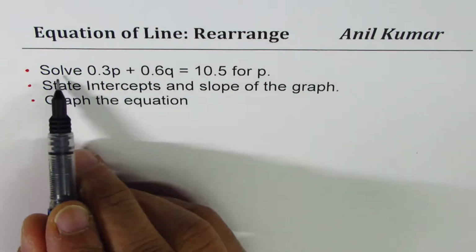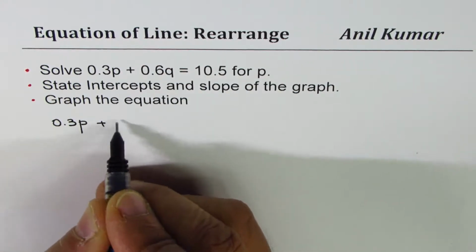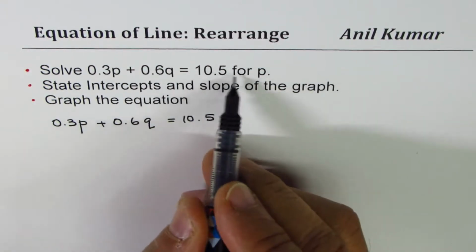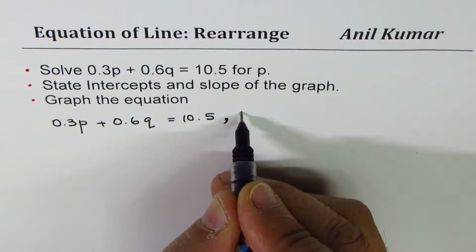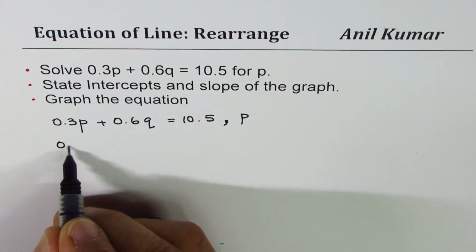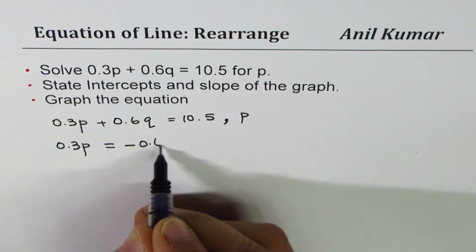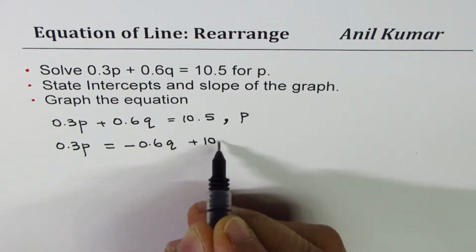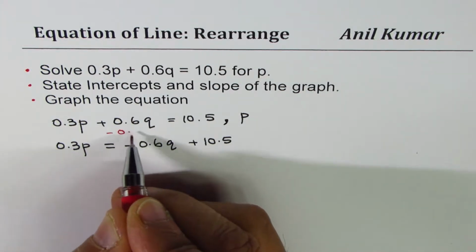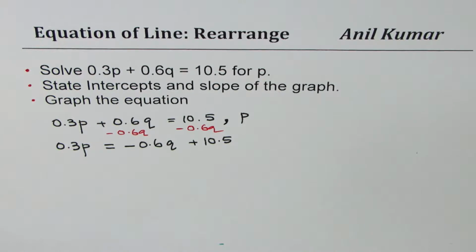So let's begin with the equation itself, which is 0.3p plus 0.6q equals 10.5, and we have to solve for p. It really means that we have to isolate p. So we could do 0.3p equals, taking this to the right side, minus 0.6q plus 10.5. Is that correct? So we took away 0.6q from both sides, and we got this statement.